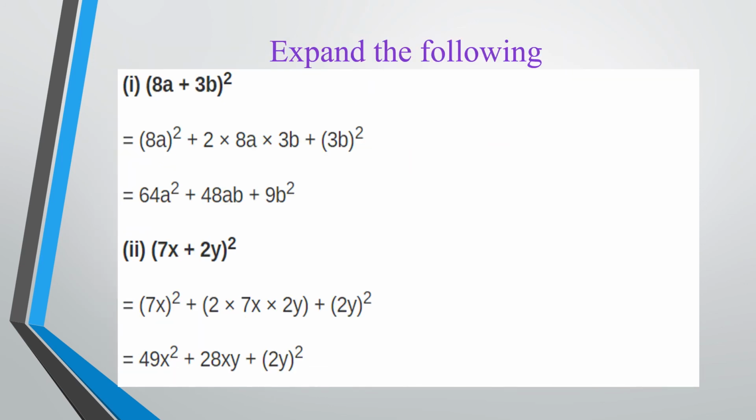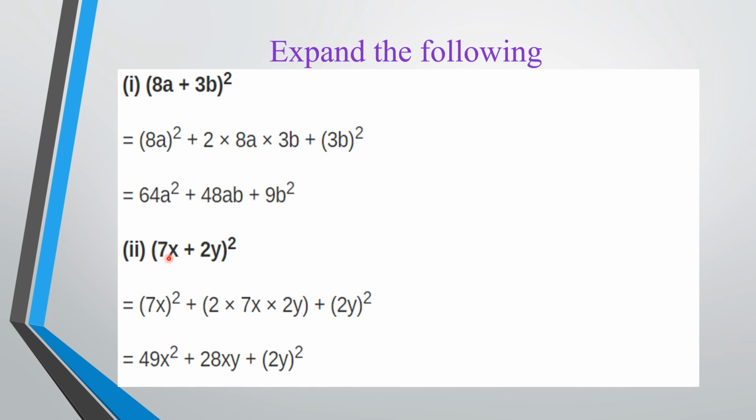Expand the following. 8a plus 3b the whole square. A plus b the whole square is a squared plus b squared plus 2ab. That is 64a squared plus 48ab plus 9b squared.